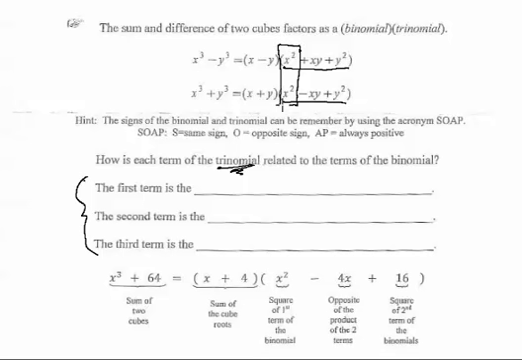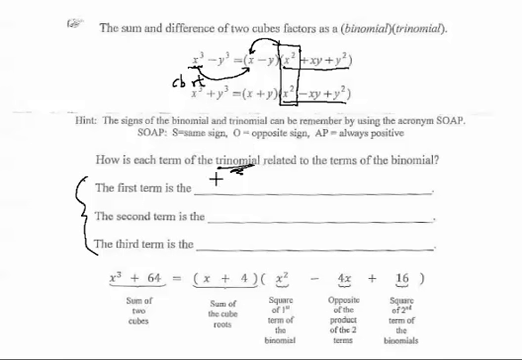Well, what is the x squared? Well, it's simply the first cube root. If you take this first term in the polynomial that we're trying to factor and you take the cube root, you get an x. And then if you square that x, then you get the first term of the trinomial.